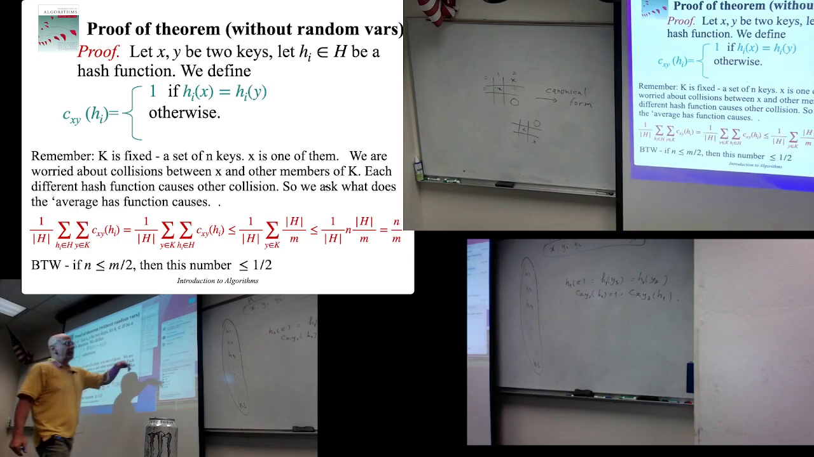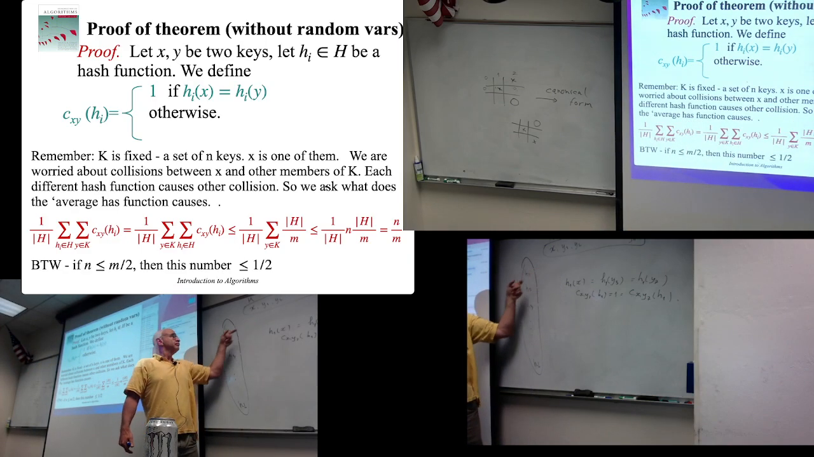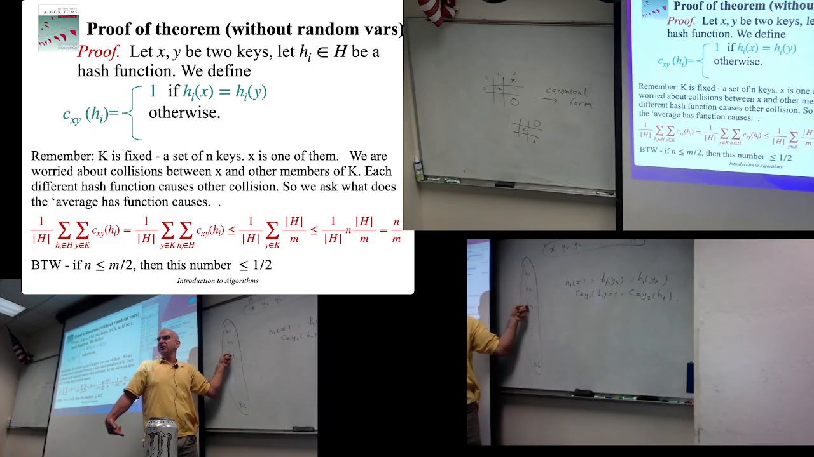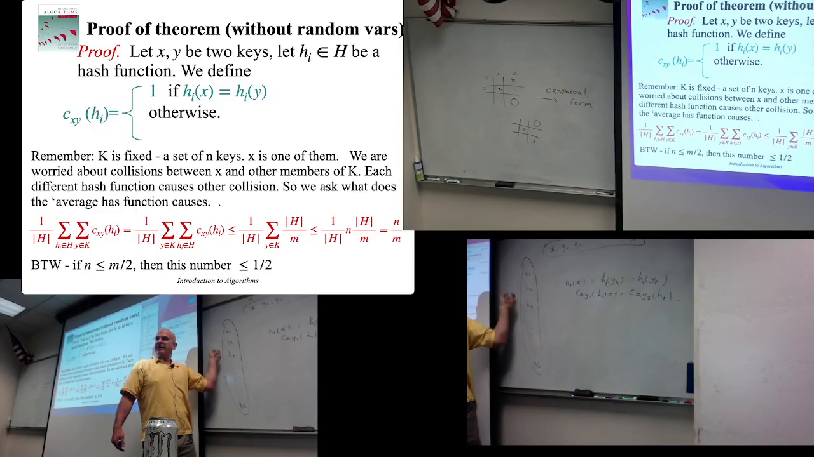So in this case, H1 caused X to collide with two other keys. When I use H2, maybe X will collide with a few other keys. When I use H3, maybe there are no collisions at all. I want to ask how many collisions the average hash function will have.